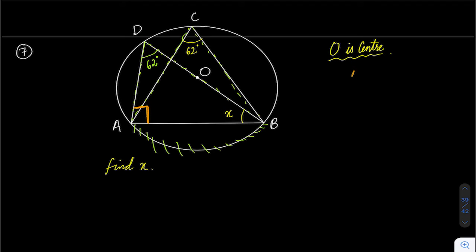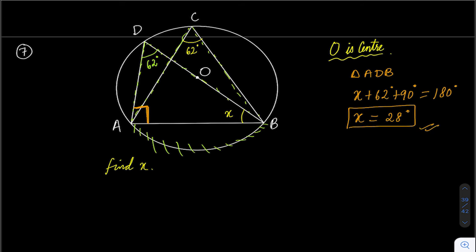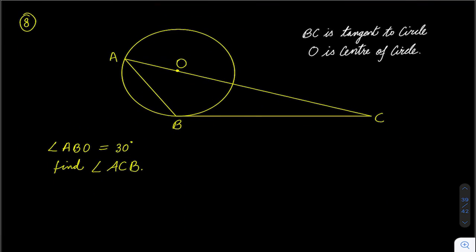So now as you can see again, in triangle ADB, two angles are known, angle D and angle A. So obviously you can find angle B. So my X plus 62 degrees plus 90 degrees should be equal to 180 degree. So my X value is coming out to be 28 degrees. So that is my answer. I hope everyone is clear. Okay, let's go for next one, 8th one.